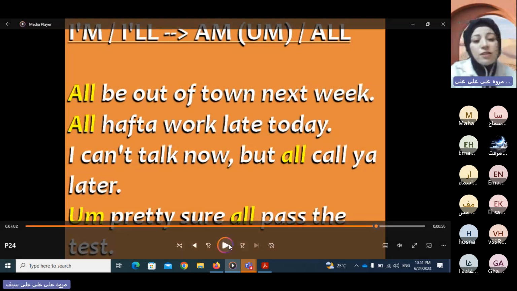Okay, just a second. All that you can see written here, it's not "all", it's I will, but reduced to "all", like I am, which becomes "am", and they write it like this just to clarify it, but we don't write it in the first place like this. So the first one is: I'll be out of town next week.